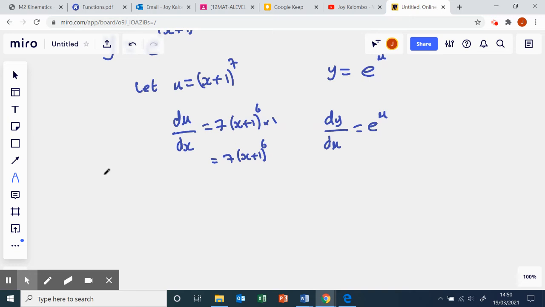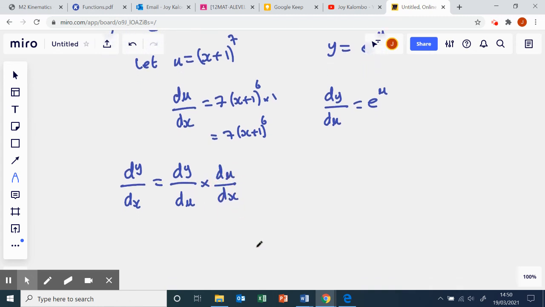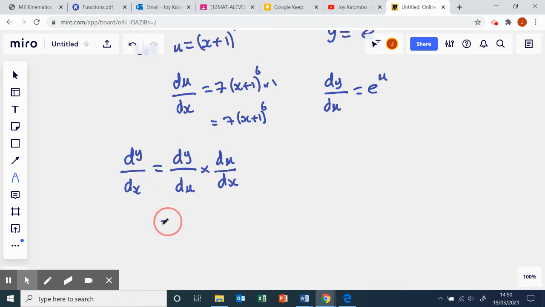But let's move on. So we have dy/dx is equal to dy/du times by du/dx. Okay, so we have dy/du, which was e to the power of u, and du/dx was 7 times (x plus 1) to the power of 6. So we can simplify that to 7 times (x plus 1) to the power of 6 times e to the u. Nicer to look at.